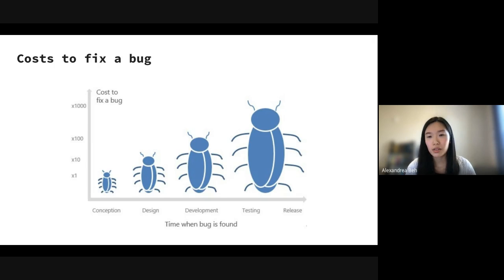In development, you're talking about the time it took to write the code, to maybe write unit tests for the code, to have somebody review it, the time it took to go through whatever other automated processes you have. Now that cost is starting to grow. And if it gets to testing or it gets launched out into production, right, that cost can increase exponentially. So one of the things QA does is try to minimize the number of bugs that you find at the very right-hand side of this graph.